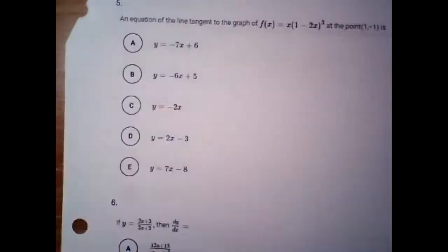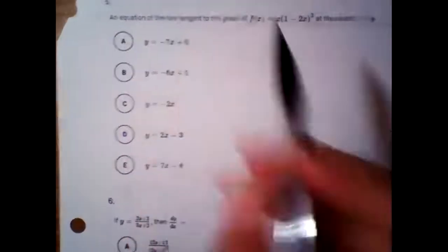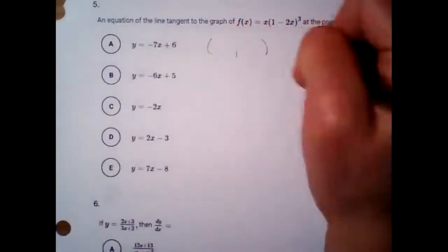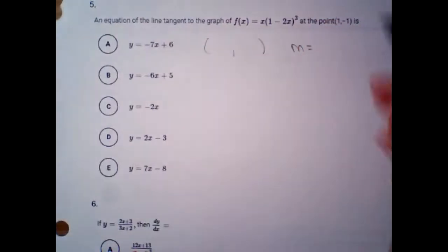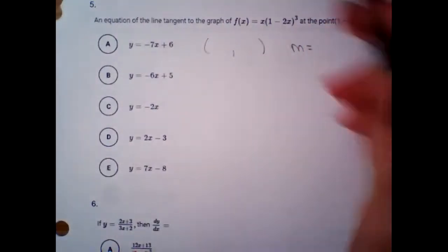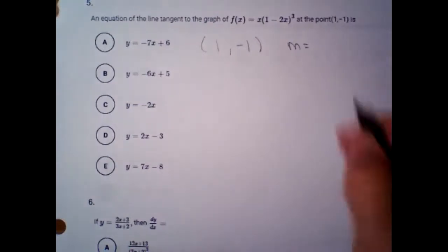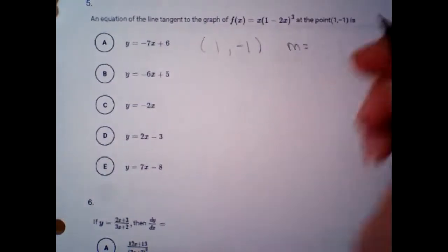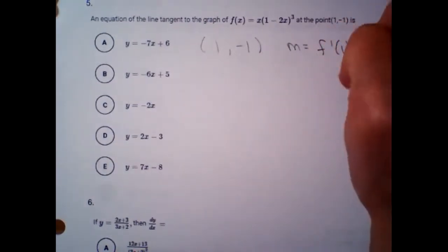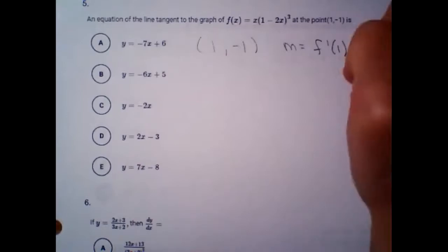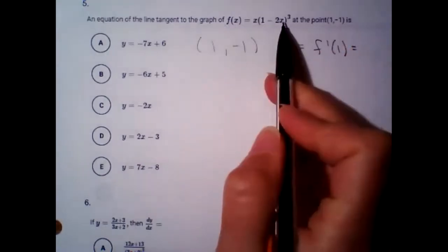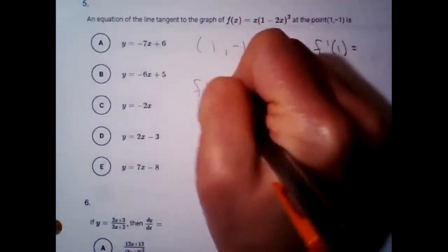All right, number 5, it says write an equation. That means I need a point and a slope. And they gave us the whole point, 1, -1. So I didn't even need to plug in for that. They gave us the whole point. That was good. Slope comes from the derivative. So I'm going to want the derivative at 1. So that means we need to find the derivative of this function.